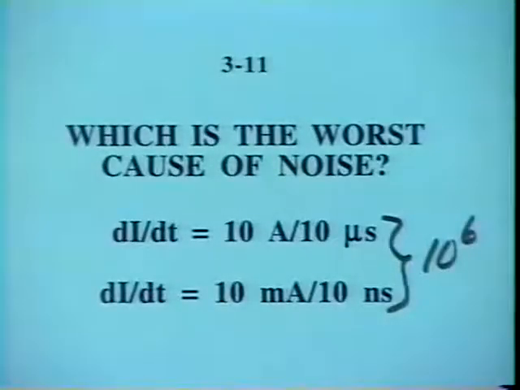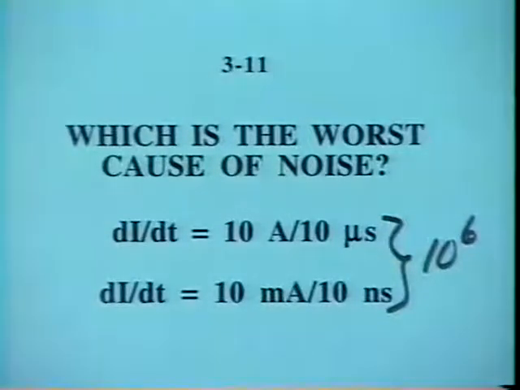Now in terms of what's the worst noise level, what's the highest value for the dI/dt, which is the worst, I have two examples here: switching 10 amps in 10 microseconds or 10 milliamps in 10 nanoseconds. Well, it's kind of a trick question in a sense, because the dI/dt values are both 10 to the 6th. Both of these are very significant problems. We'd have to worry a lot about these two.